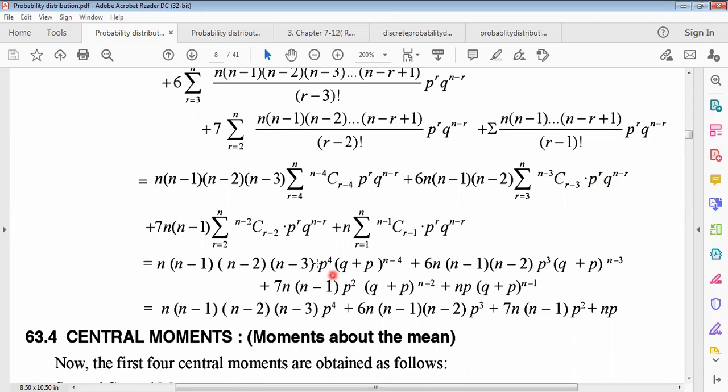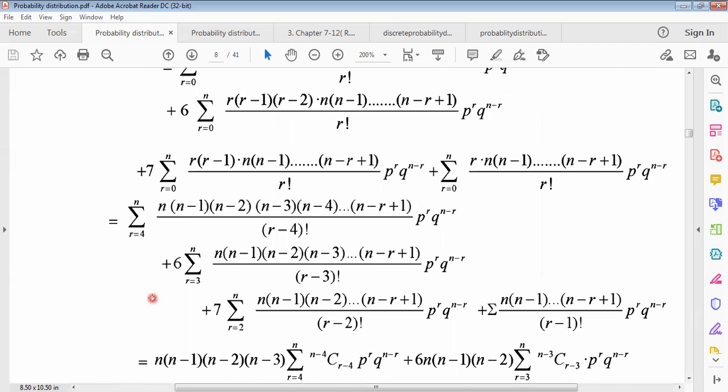Then we get another binomial series: for the first term q plus p whole to the power n minus 4, the second term q plus p whole to the power n minus 3, the third term q plus p whole to the power n minus 2, and the fourth term q plus p whole to the power n minus 1. Since p plus q equals 1, the sum of the probability of success and failure equals 1, each of these becomes 1. So this is actually the fourth raw moment, and a very big result.